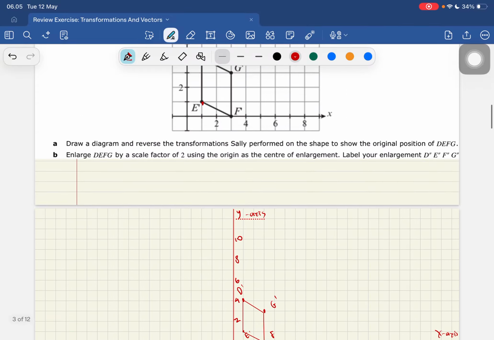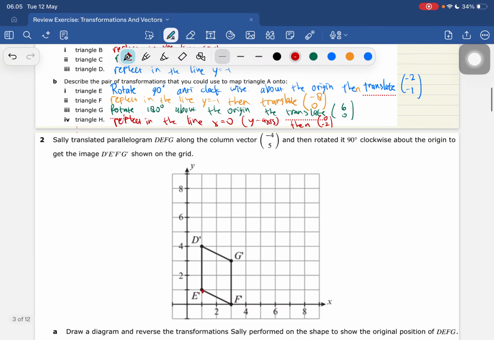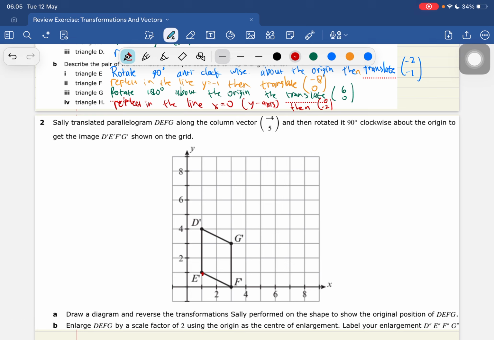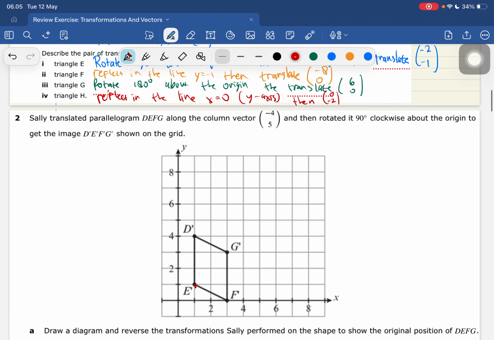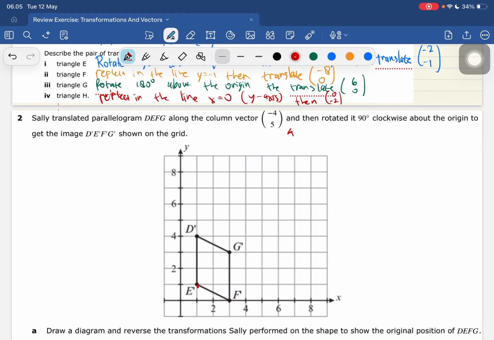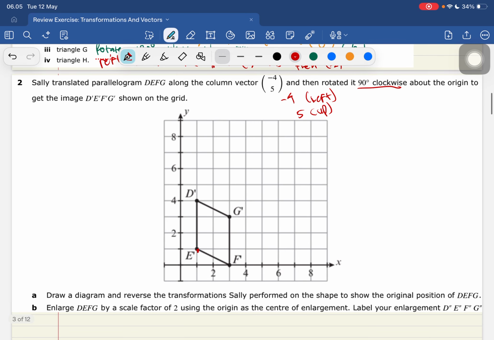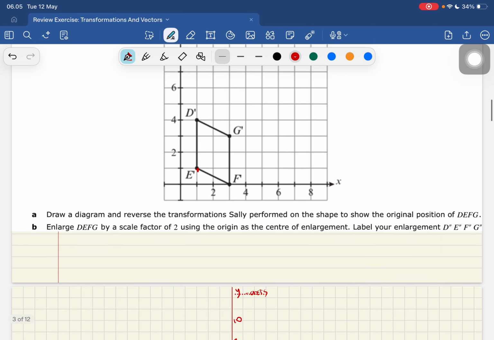Okay, so first it is translated, D, E, F, G, along the column vector (-4, 5). So negative 4 is left, 4 squares, and then 5 is up. Okay, then rotate 90 degrees clockwise. So let us make it reverse first.